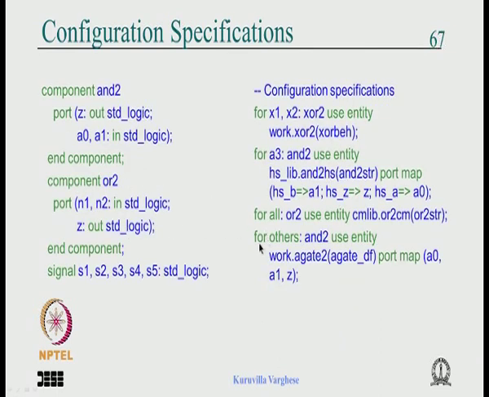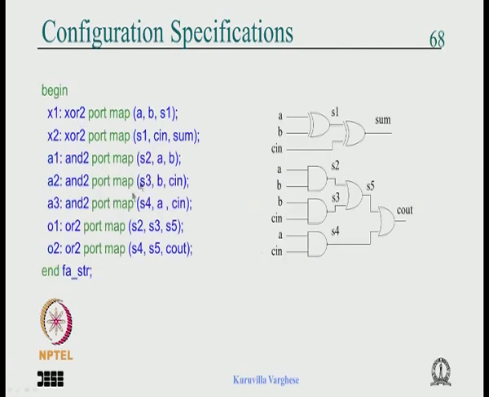Now when it comes to the begin, this is the instantiation. You say X1, X2 are the XOR gates, you can see it is nicely instantiated: A B S1, S1 Cin Sum, and the AND 2 is kind of reverse.